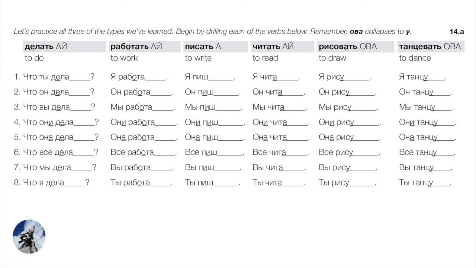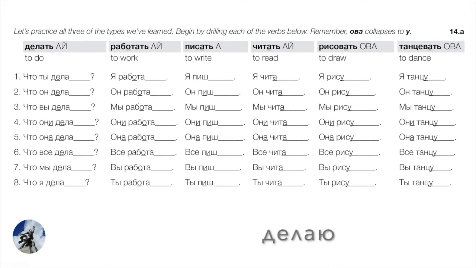Что ты делаешь? Что он делает? Что вы делаете? Что они делают? Что она делает? Что все делают? What is everyone doing? Remember that everyone in Russian, все, is a plural form. It's a third plural. It literally means all people, all the people. Что все делают? Number 7, что мы делаем? And 8, что я делаю?